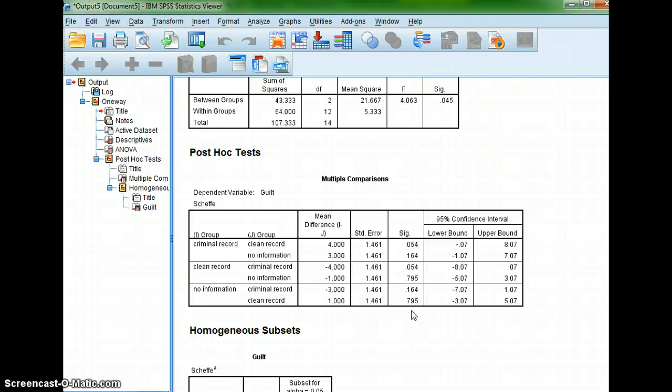So what that tells us for all of those is that the difference is not statistically significant, because all of those significance values were greater than my alpha value of 0.05. So overall, none of the 3 Scheffe post hoc comparisons was statistically significant. Well, hopefully this will help you make it through your Unit 8 discussion.